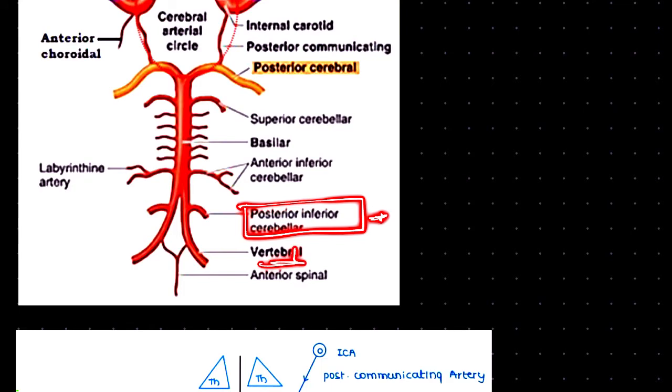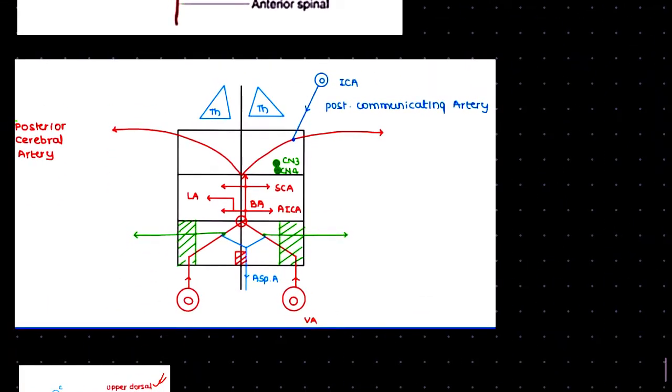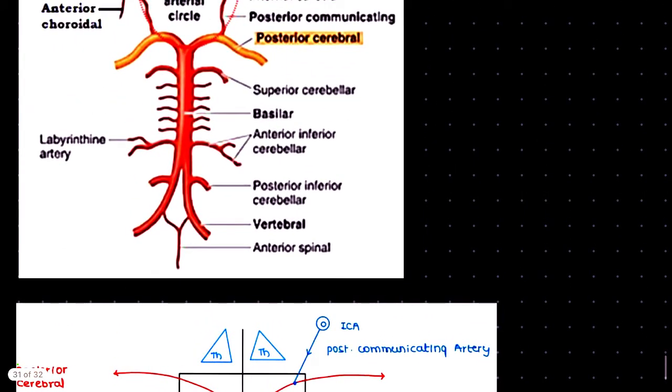Now one important thing that I would like to add is about the medulla oblongata. It is supplied by how many arteries? It is supplied by 11 arteries. How 11? Let's go to this diagram. It is supplied by the posterior inferior cerebellar arteries. These are 2 in number.